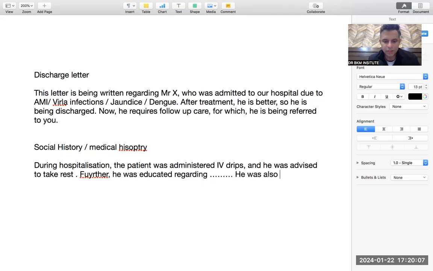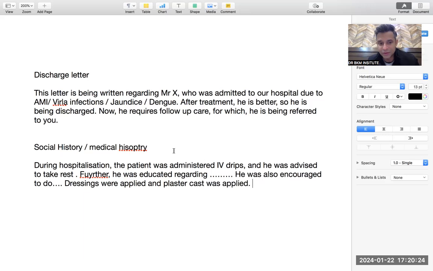He was also encouraged to do this and this thing. Dressings were applied and the plaster cast was applied. Whatever, what I'm telling you, I'm just telling you random grammar. Was plus third form, was plus third form.